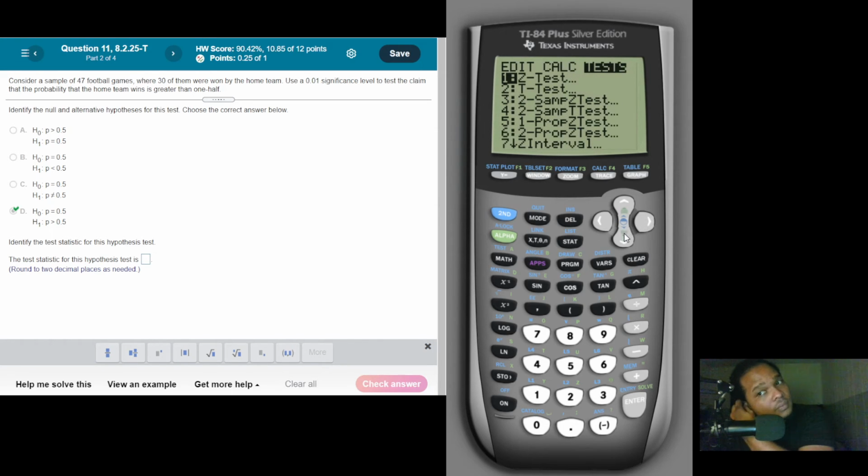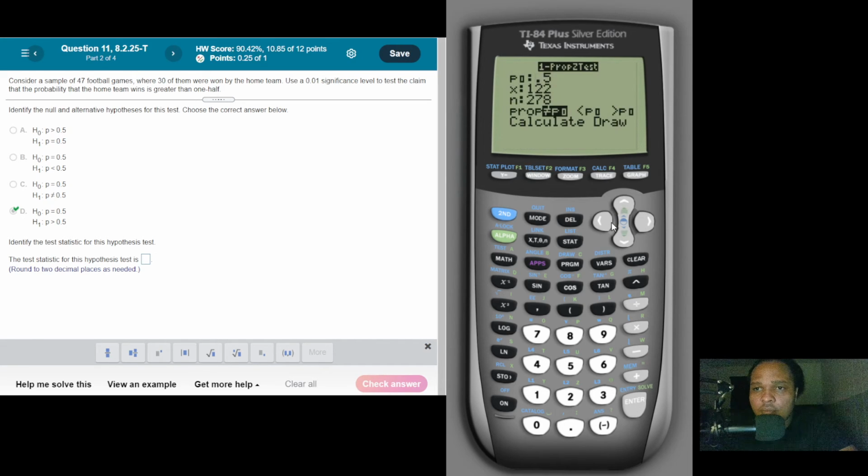Stats. Okay, 47 football games. That's going to be your sample size. Okay, let me see. 30 of them here were won by the home team. To test a claim, home team wins. So that's going to be our X, the number of home team wins. So this is 30.